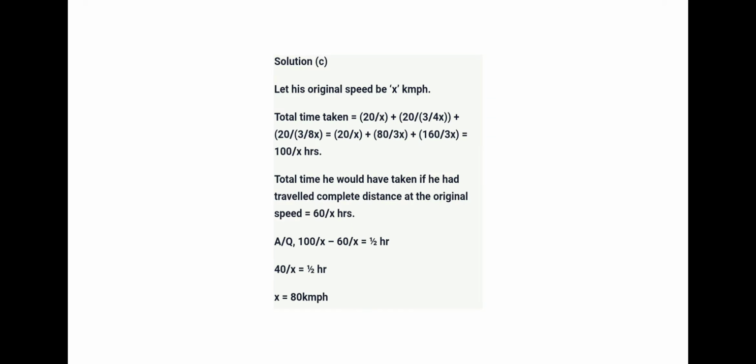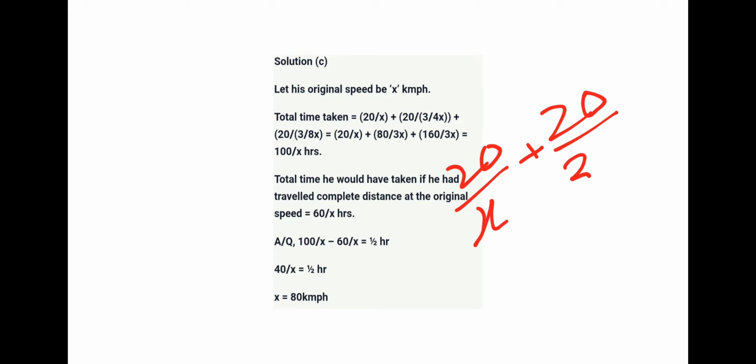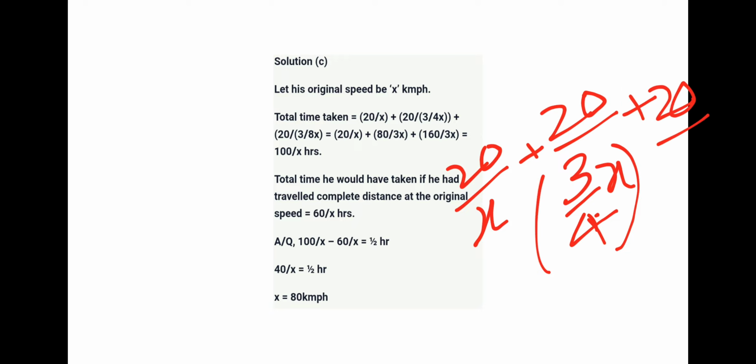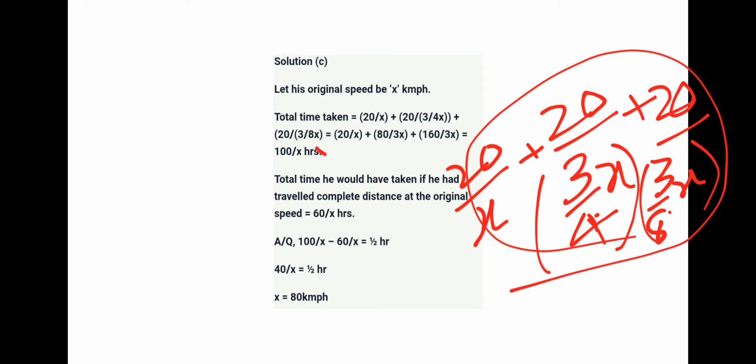Okay. So if you take the values now, distance is 20 by the speed in the initial case, which is x, plus 20 by the speed when he reduces to 3/4 of the speed, plus 20 by the speed in the third case, where he reduces again to half. So 3/4 by 2 is nothing but 3/8x. Now if you solve this equation, you will get 100 by x hours.